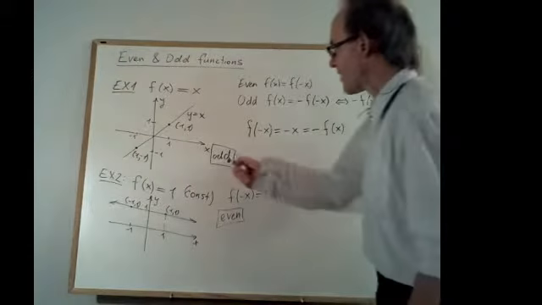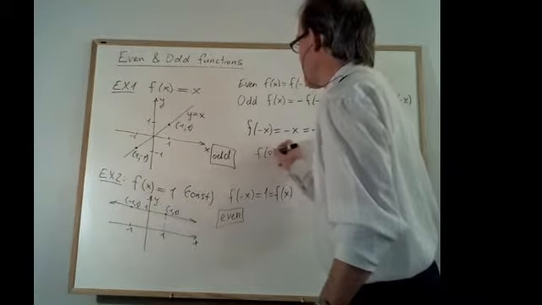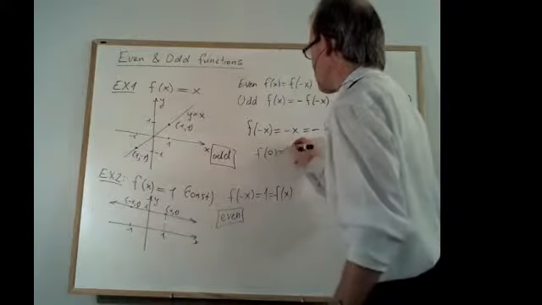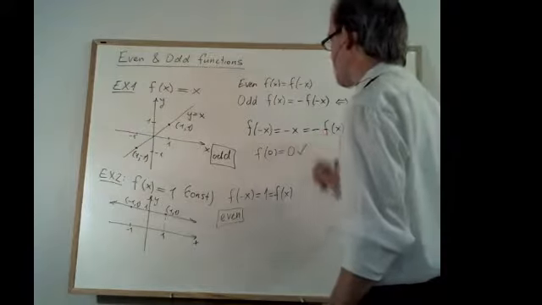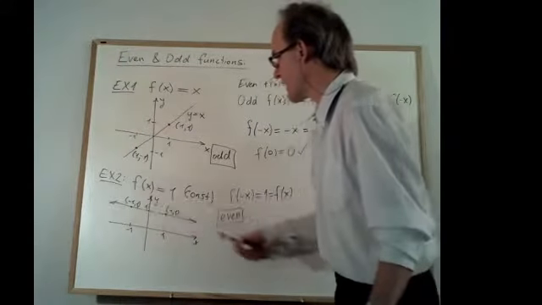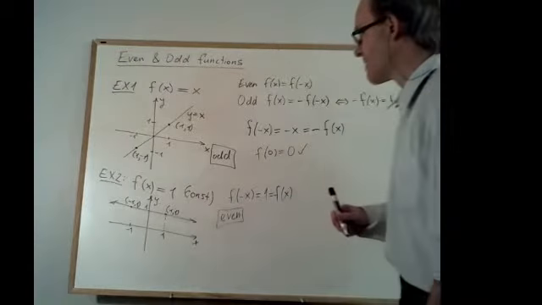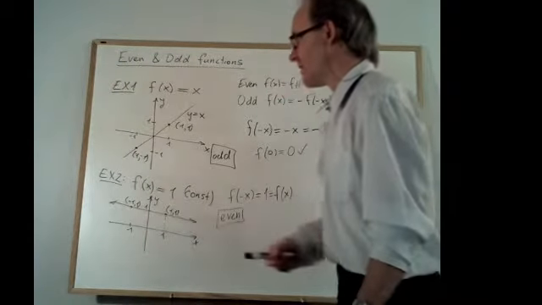Okay, notice for the odd function, f of 0, x is in the domain, and so we expect f of 0 to be 0, and it is. Whereas here, the even function doesn't necessarily have to have any condition on f of 0. In this case, it's 1, but it could be any value.